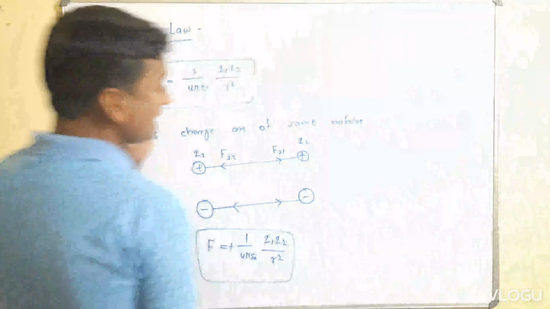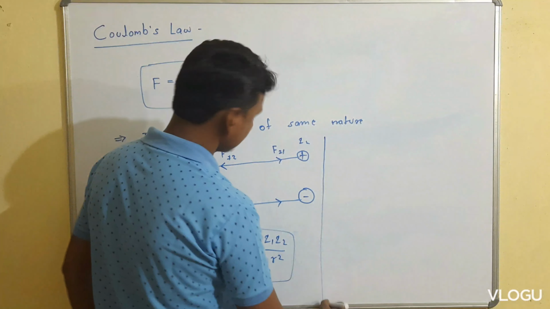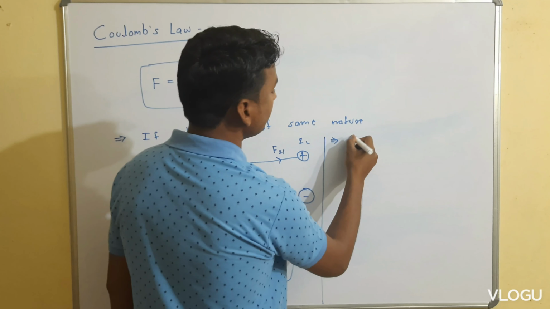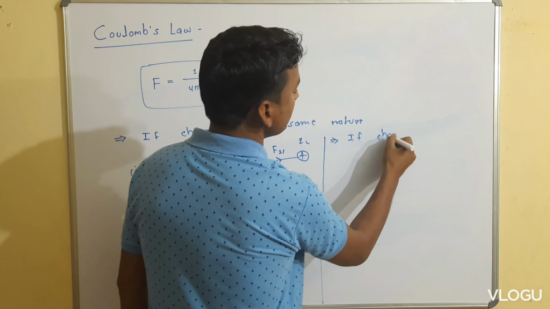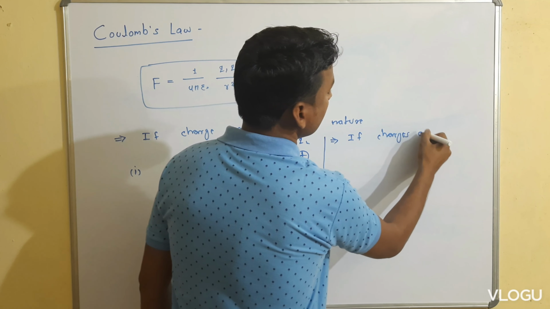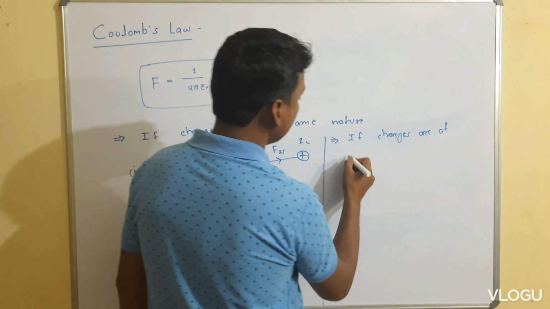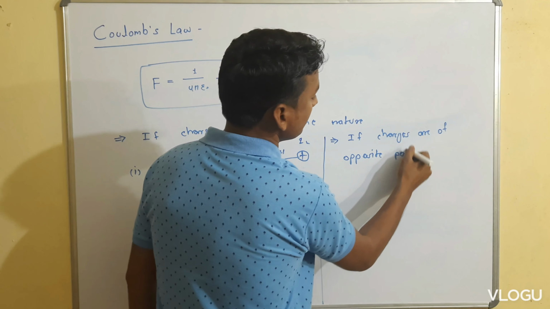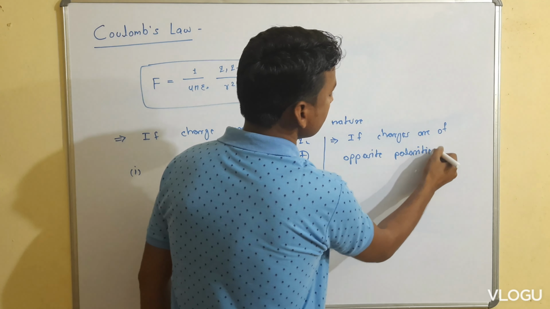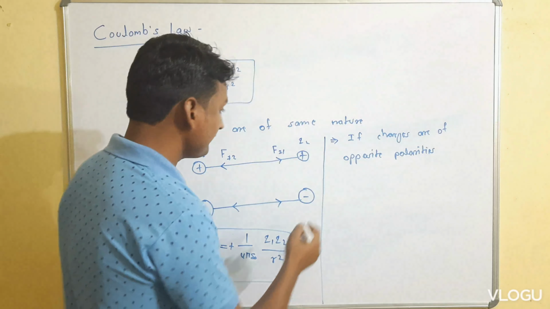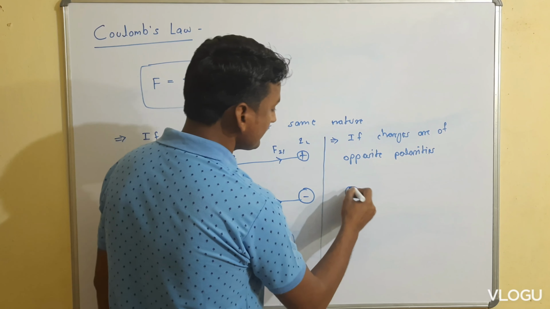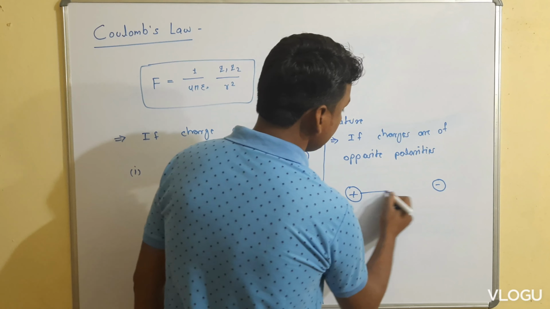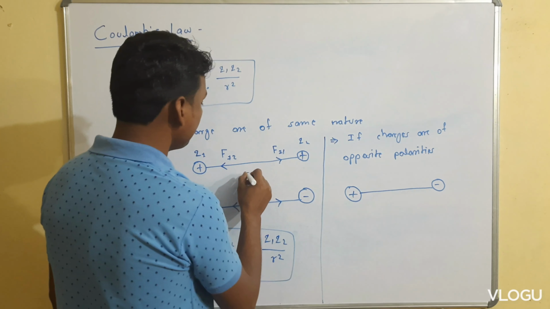Now, in the second case, if we consider that the two charges are of opposite polarities, that is, one is positive and the second is negative. So we can express here as positive and negative. You can interchange their position. Consider R.